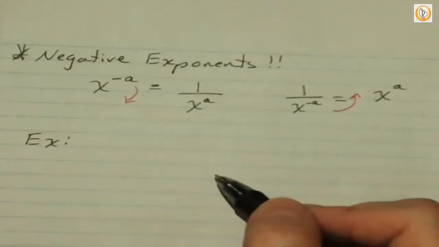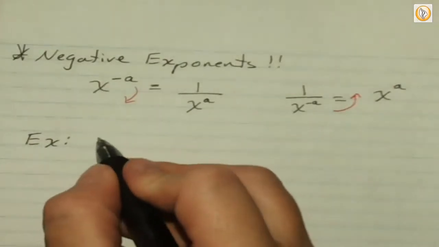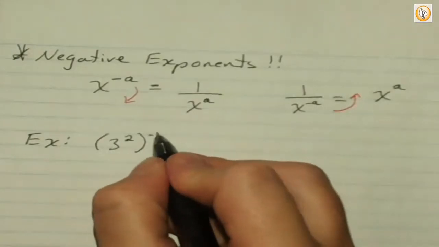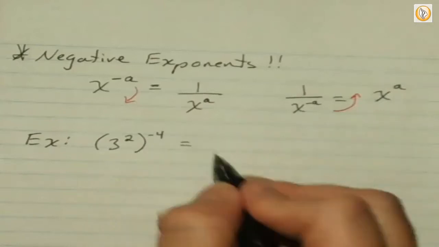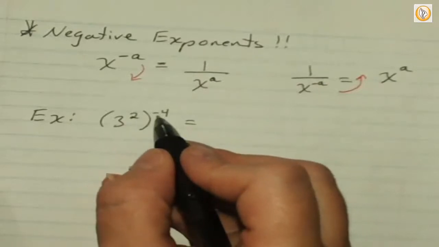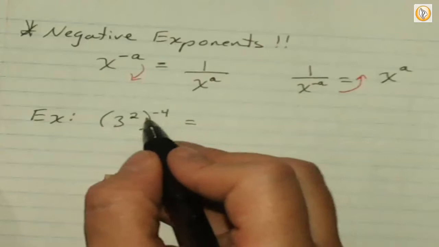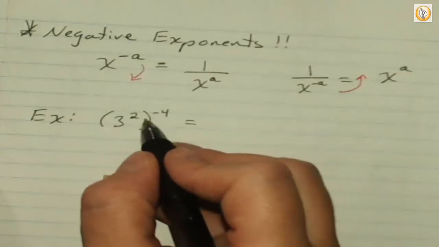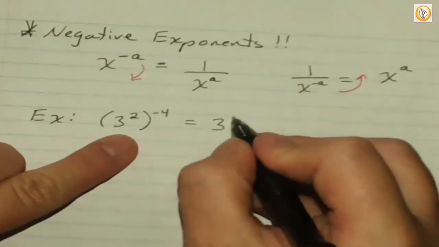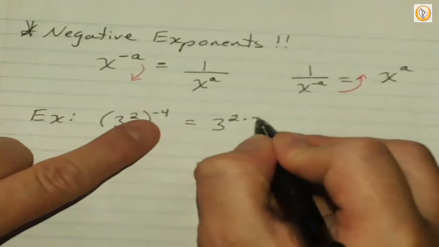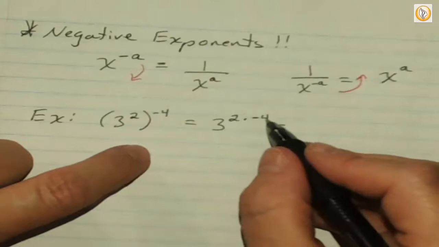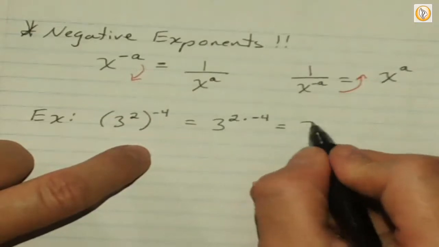We're going to do some examples here. For example, 3 squared to the negative 4th exponent. If I have an exponent on the inside of parentheses and outside, Emily, what do I do with them? Yes, ma'am, you multiply them. So that is 2 times negative 4. And Emily, what does that give me? Negative 8. Good job.